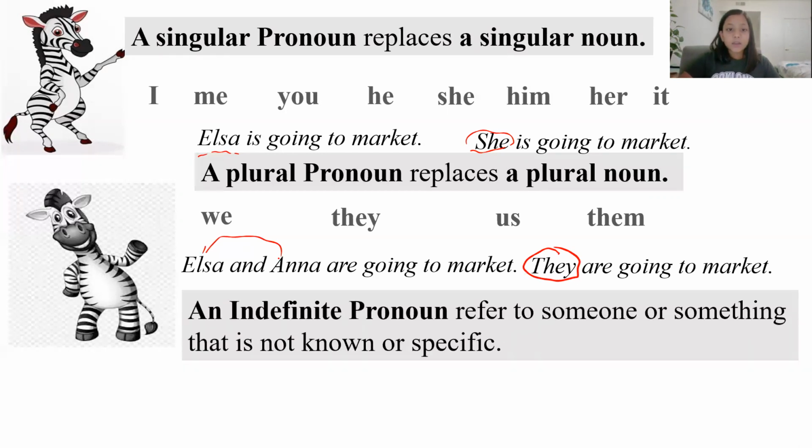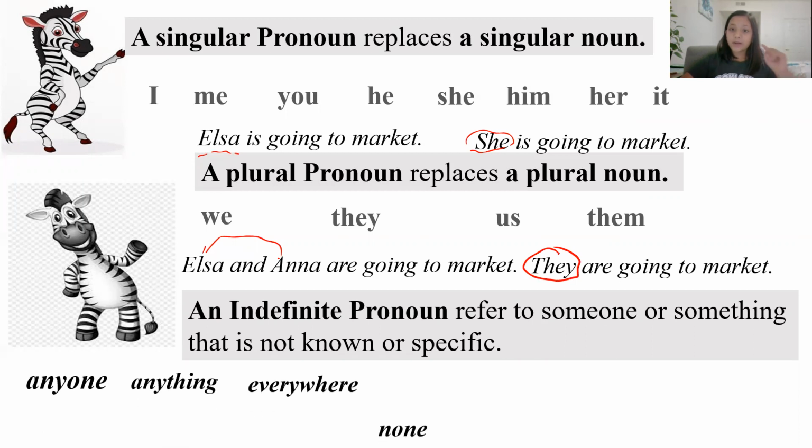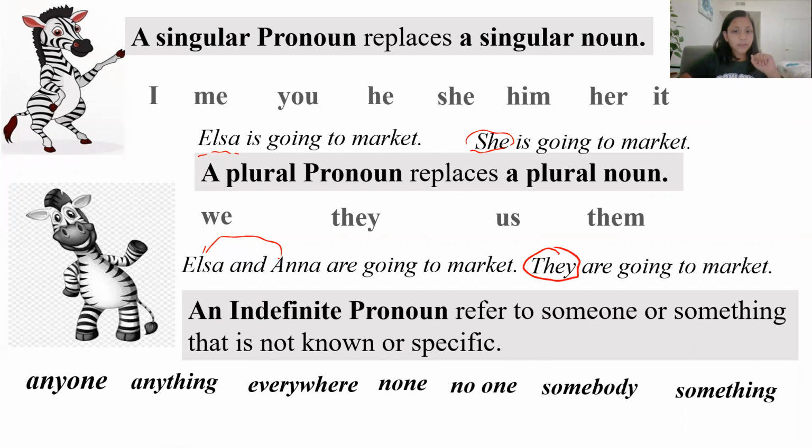All right. An indefinite pronoun. An indefinite pronoun refers to someone or something that is not known or specific. So it's not specific, they're not specifying it, but it is still a pronoun, like anyone, anything, everywhere, none, no one, somebody, and something.